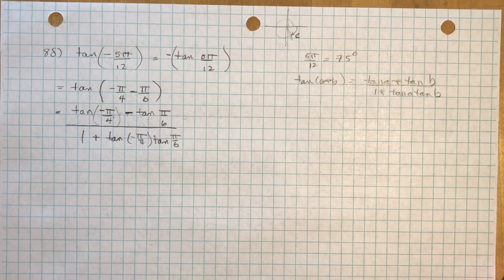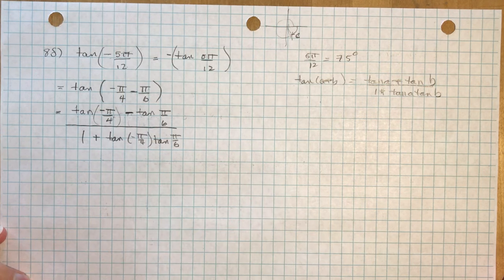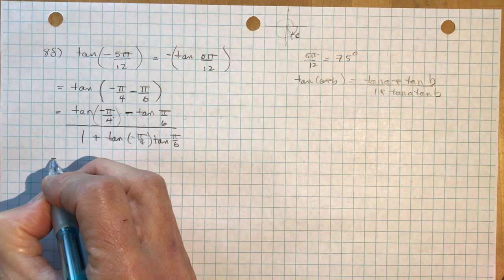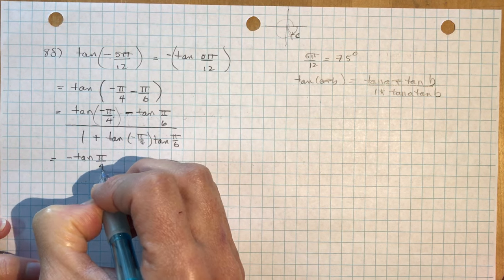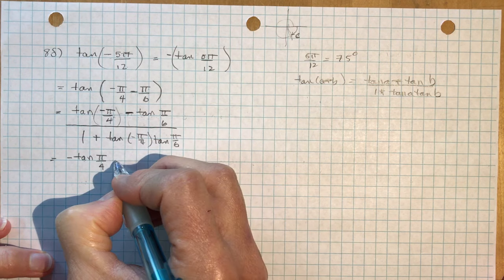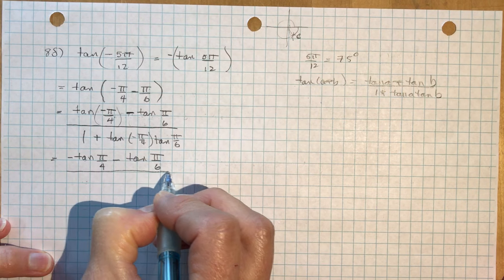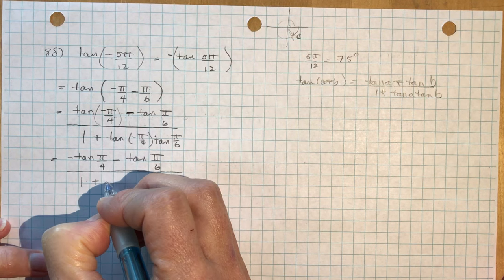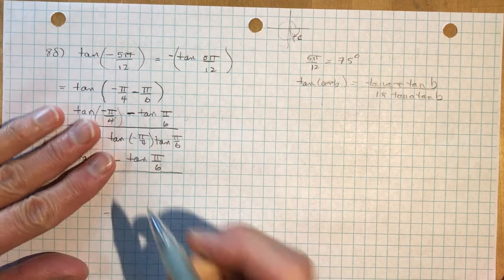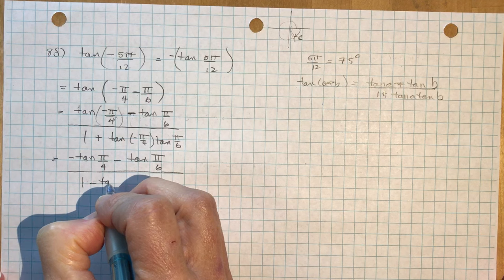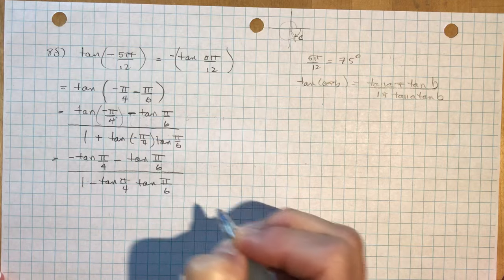So now I've got it all written up. I need to look at this part here, the tan of minus pi over 4. That's the same thing as the negative tan of pi over 4. So here we are writing it as a positive related acute angle. The negative tan of pi over 4 minus the tan of pi over 6, divided by 1 plus the tan of negative pi over 4, so that's the negative tan of pi over 4 tan pi over 6.